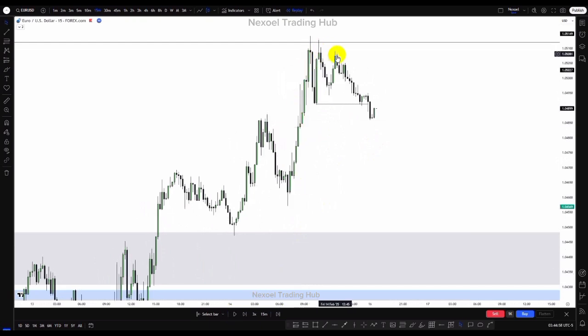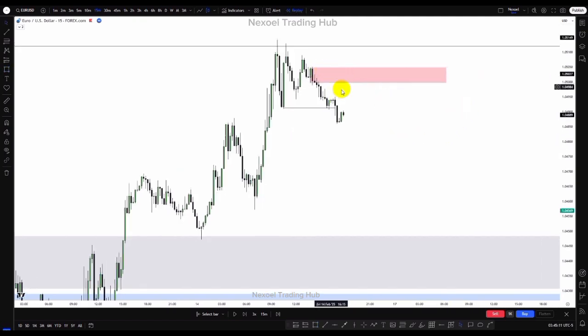Now we can see price gave us the market structure shift. So if you're to take a position here, what do we have? We have this bearish order block. So this should be the probable zone to consider taking an entry, because here is where we have the buy move before the bearish movement to the downside.